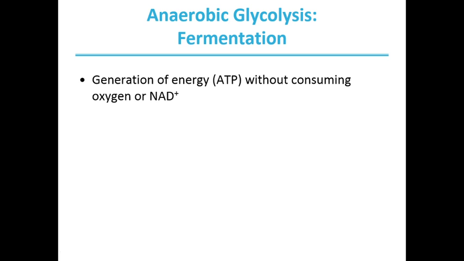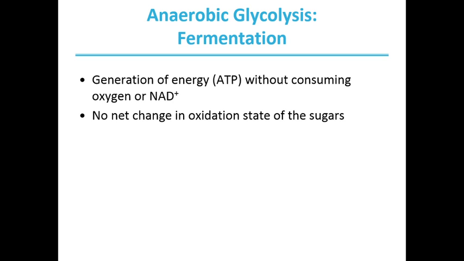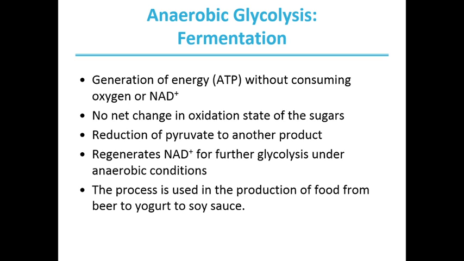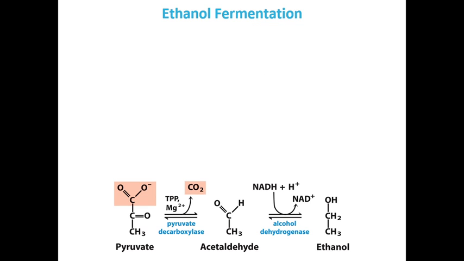During anaerobic glycolysis, generation of energy or ATP happens without consuming oxygen or NAD+. There is no net change in oxidation state of the sugars. Reduction of pyruvate to another product happens. This regenerates NAD+ for further glycolysis under anaerobic conditions. The process is used in the production of food from beer to yogurt to soy sauce. It's a huge industry.